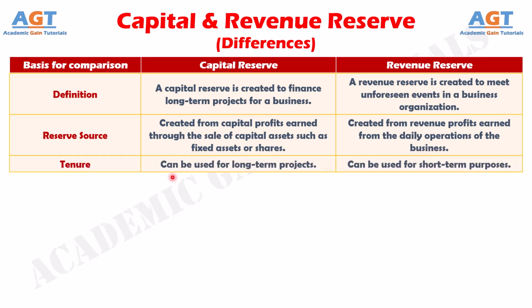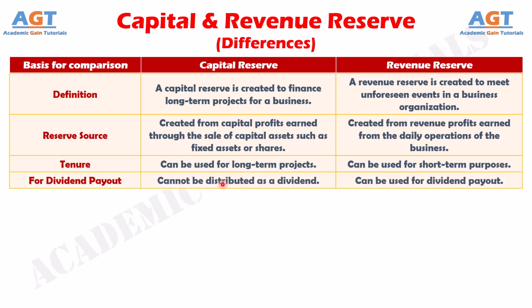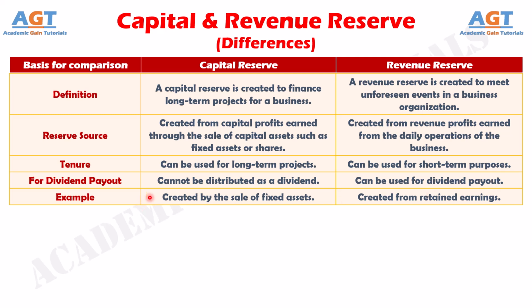Number 3. A capital reserve can be used for long-term projects, whereas a revenue reserve can be used for short-term purposes. Number 4. A capital reserve cannot be distributed as a dividend, whereas a revenue reserve can be used for dividend payout. And finally, difference number 5, a capital reserve is created by the sale of fixed assets, whereas a revenue reserve is created from retained earnings. So, these are the differences between capital reserve and revenue reserve.